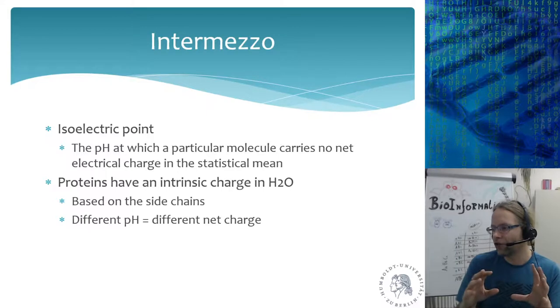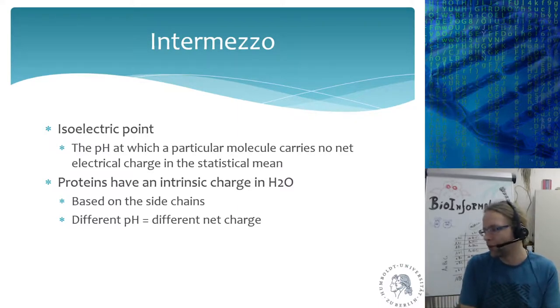Because every protein has a different number of charged side chains, positively or negatively charged, each protein, when you put it in water, will change the pH of the water to be higher or lower than 7. Or it will remain 7 if the protein is uncharged. So if you put proteins in water, then based on the side chains, you will have a different pH, so a different net charge.